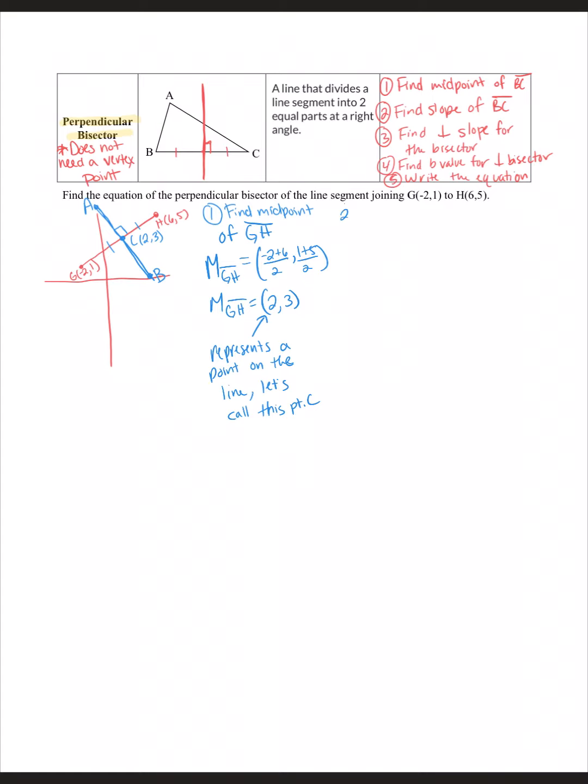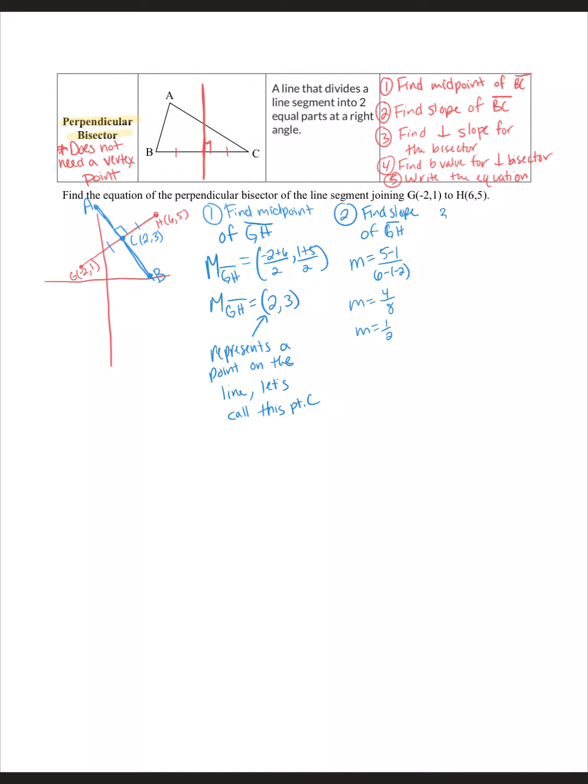Okay, so step 2 says we're going to find the slope of the line that we have the information for. So let's find the slope of GH. Again, go ahead, pause the video and give it a try. Okay, we should have gotten that the slope was 1/2.